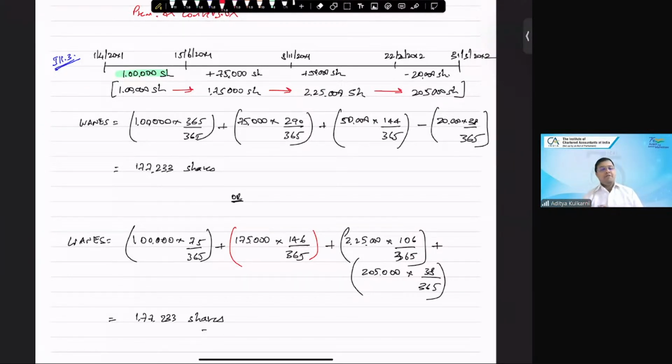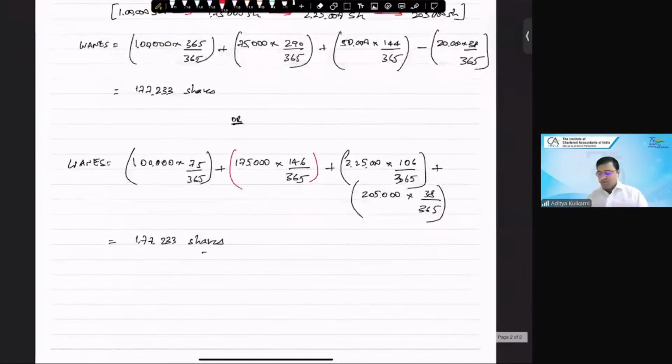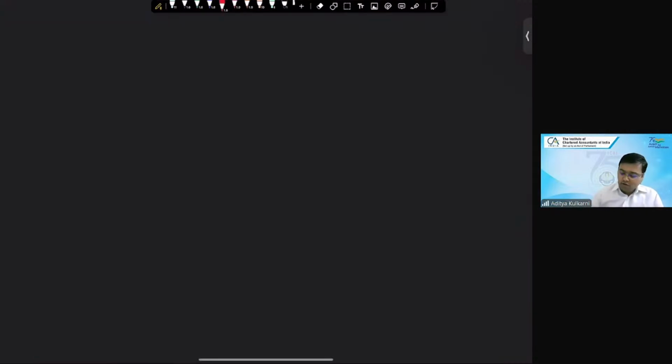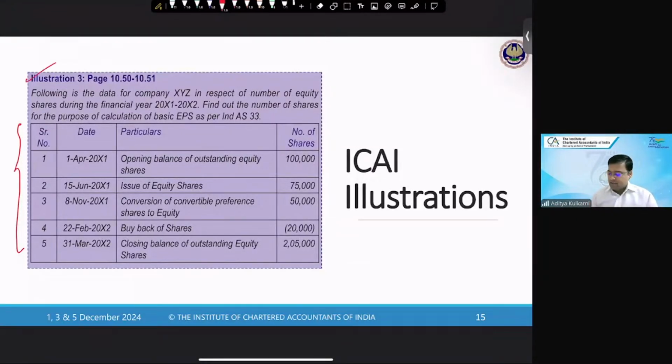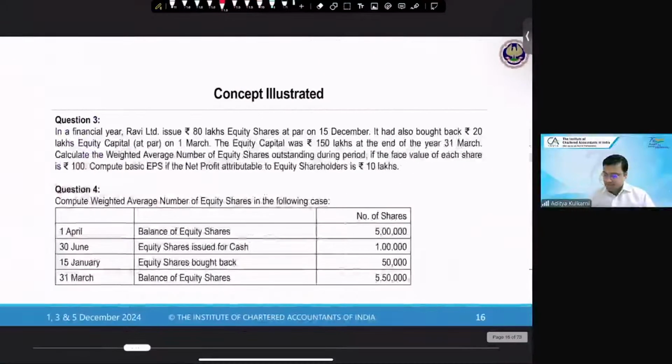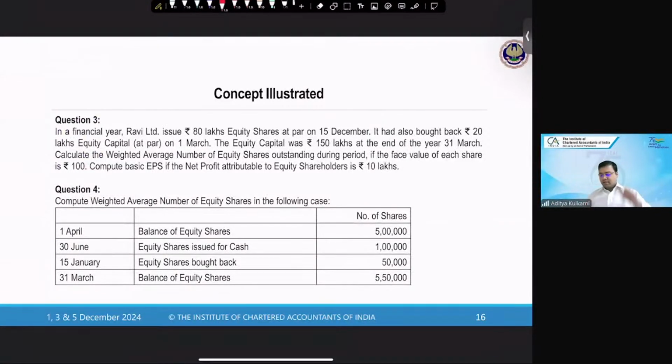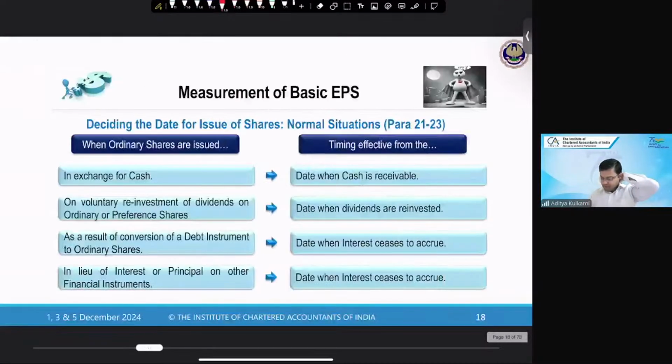So if you do it that way, error chances in a high pressure scenario in your exam get reduced. Anyways, the choice is yours. Both the methods are right. Both the methods give the same answer. So that takes care of this illustration. Next, we have a couple of extra questions.